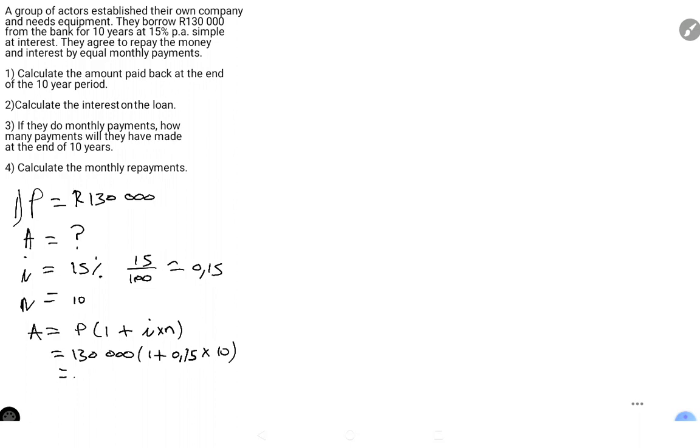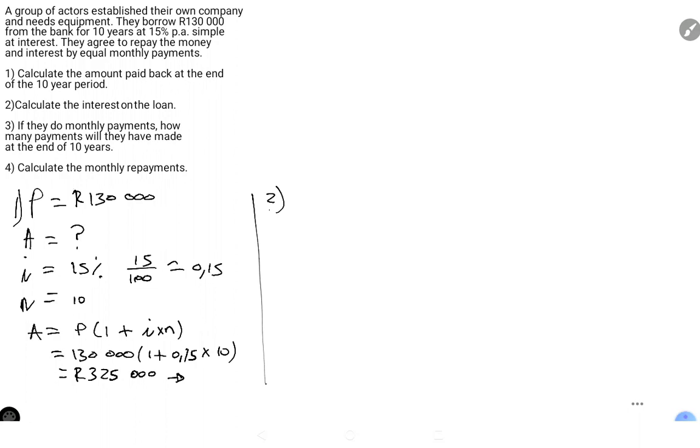325. Let's see. I think something's not right here. Okay, yeah, actually it is right. 325,000. Okay, that's our answer for the first question. So again, you write down what's given, substitute into the formula, put that into the calculator, and then boom, there's your answer. All right, number 2.